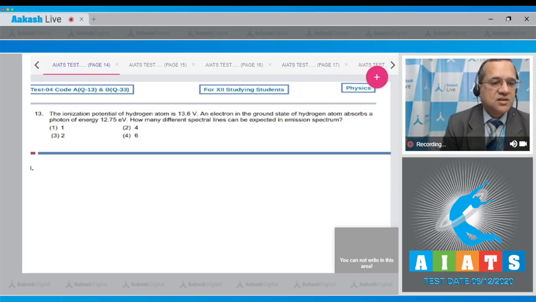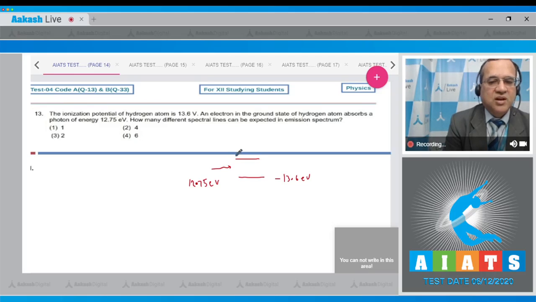Question number 13 is, the ionization potential of hydrogen atom is 13.6 volt. An electron in the ground state of hydrogen atom absorbs a photon of energy 12.75 electron volt. How many different spectral lines can be expected in the emission spectrum? Ionization potential means the energy required to take it from n equal to 1 to infinity, and in the ground state the energy is minus 13.6 electron volt, and it absorbs the energy from outside, 12.75 electron volt.